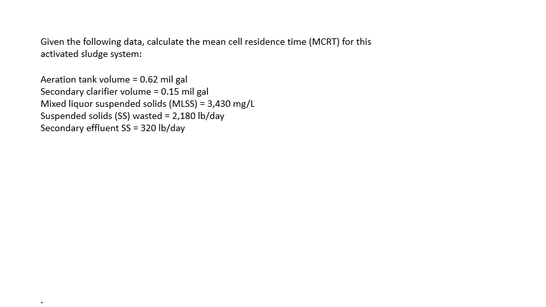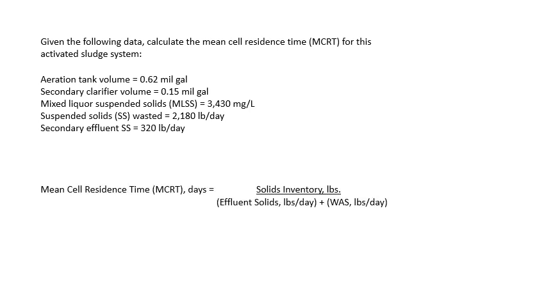You have suspended solids, the SS wasted, at 2,180 pounds per day, and a secondary effluent SS of 320 pounds per day. The formula for mean cell residence time again is solids inventory pounds divided by the effluent solid pounds per day plus the WAS pounds per day. And again, they have given us the effluent solid pounds per day as the secondary effluent, and they have given us our WAS, our wasted suspended solids, of 2,180 pounds per day.